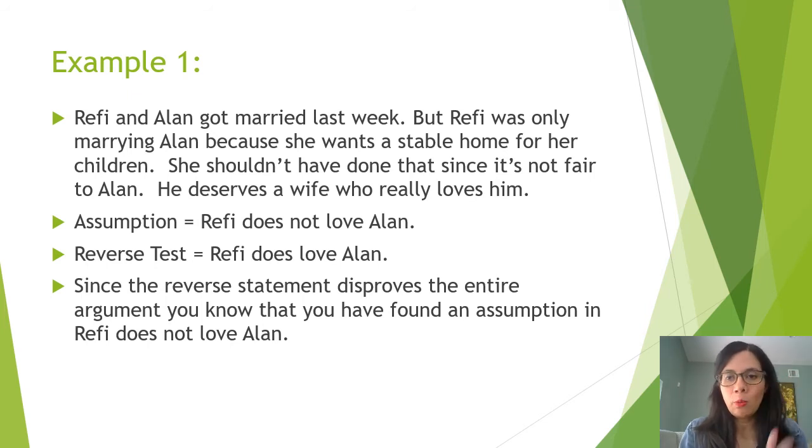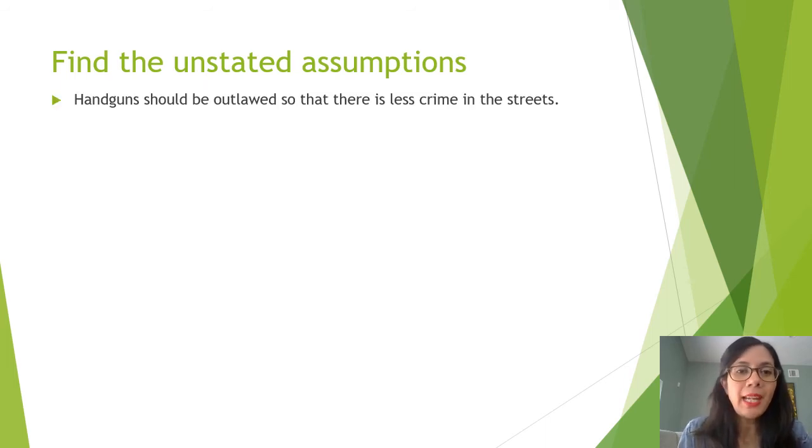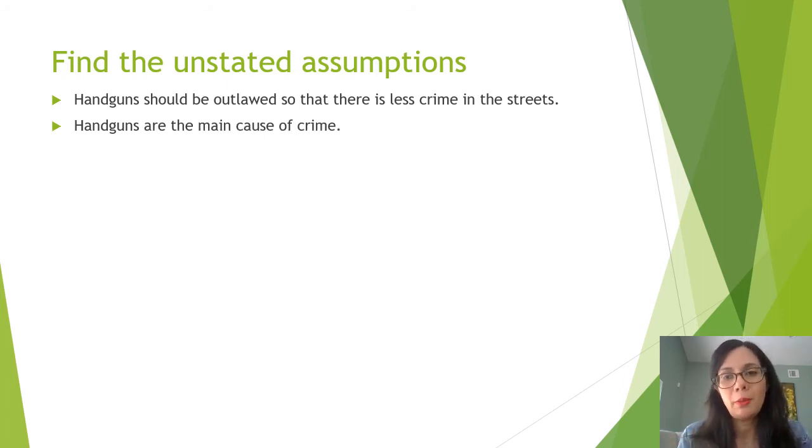It's kind of like when you do a math problem and then you do the opposite, like you're doing division and then you multiply to make sure that your answer is actually correct. That's all a reverse test is. Let's do a few more. Handguns should be outlawed so there's less crime in the streets. What are they assuming about handguns and crimes? The assumption is that they're the main cause of crime.